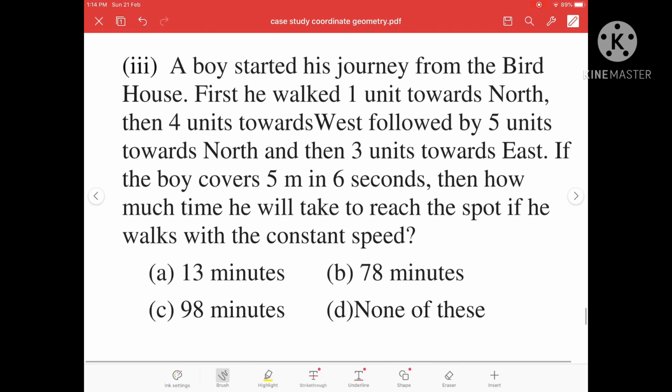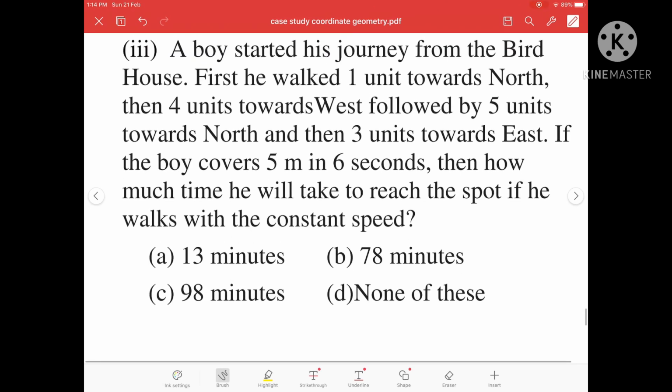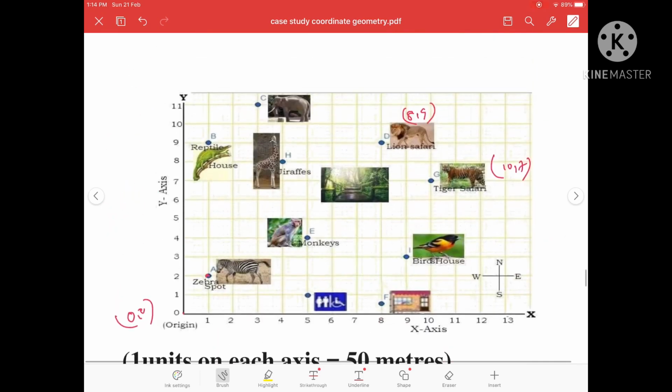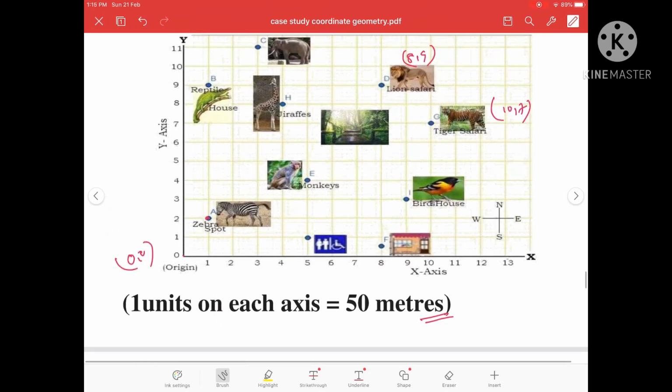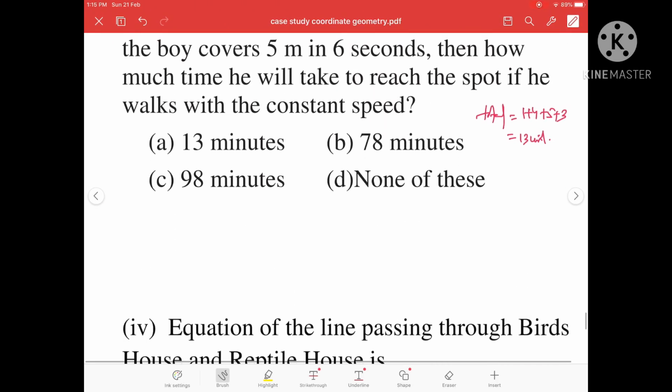Now comes to the third one. A boy started his journey from the bird house. First he walked 1 unit towards north, then 4 units towards west, and 5 units towards north, and then 3 units towards east. Means total distance travelled is equal to 1 plus 4 plus 5 plus 3, which is 13 units. And the scale of the map is given here. It is 1 unit is equivalent to 50 meters. That means we are having now 13 into 50, means 650 meters.